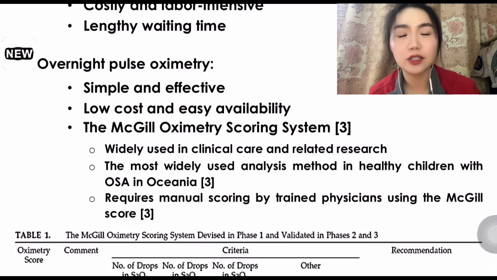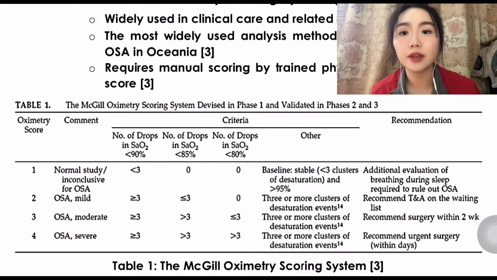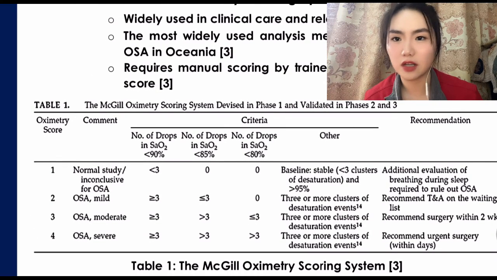As an index to measure the amount of oxygenated blood, the saturation of arterial oxygen is an important physiological parameter to reflect the function of respiration and circulation.